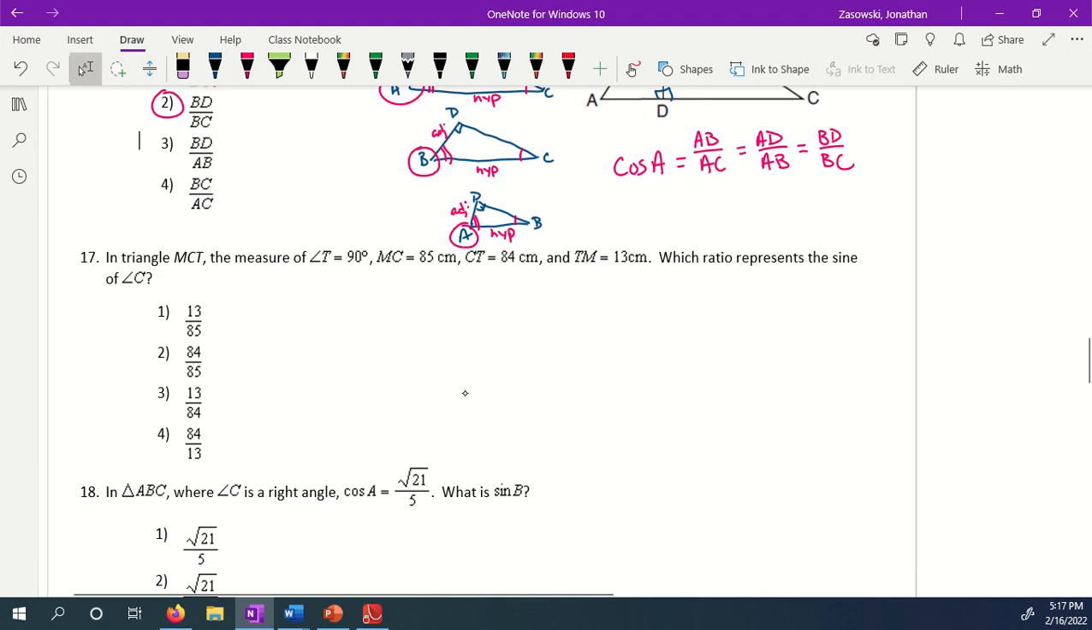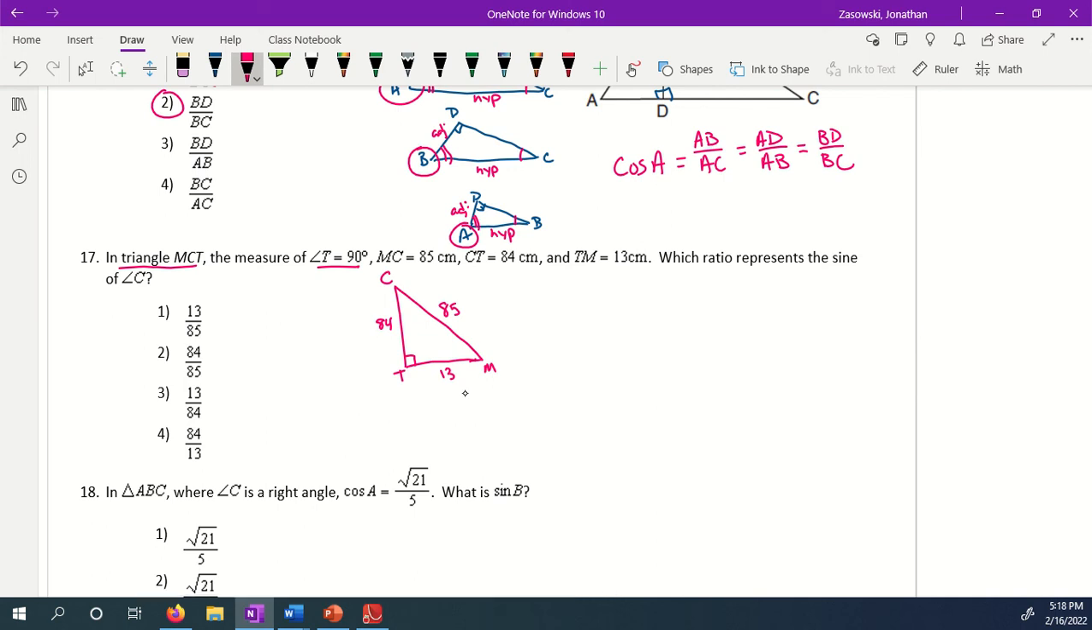All right. Next one. This is one where you're going to definitely want to draw a picture. We have triangle MCT where T is 90. So we're just going to draw ourselves a right triangle. Doesn't have to be super accurate. The only other thing I would say is that TM is the smallest. So since I know that angle T is the right angle, I would put angle M down here since that's the smaller side. And that means C goes up top. So MC is 85, CT is 84, and TM is 13. Now, if you flip these around, it's not going to make a difference. It'll just look weird, okay?